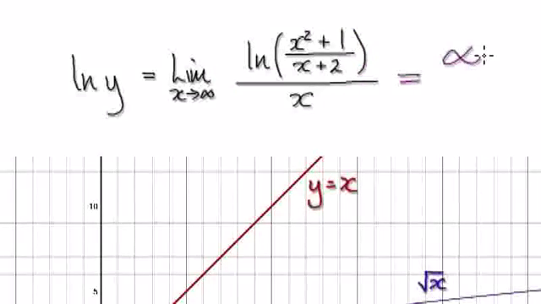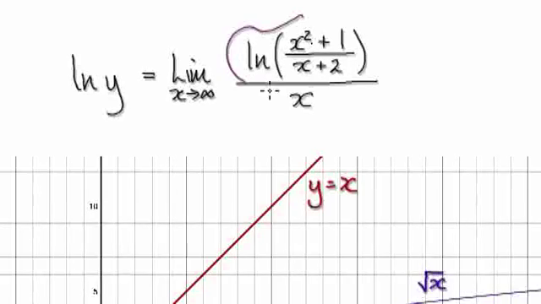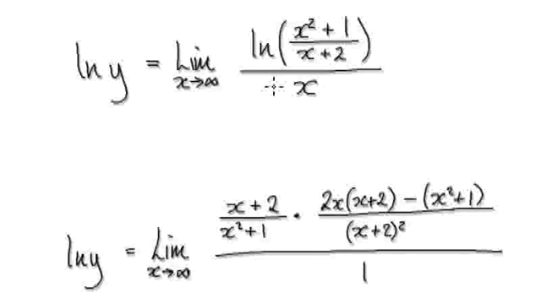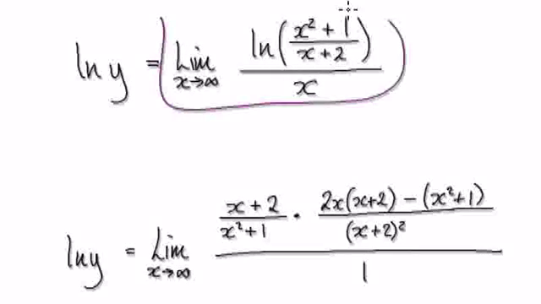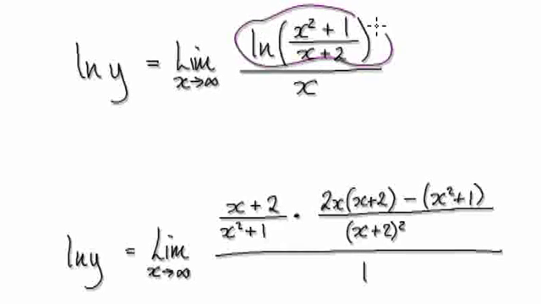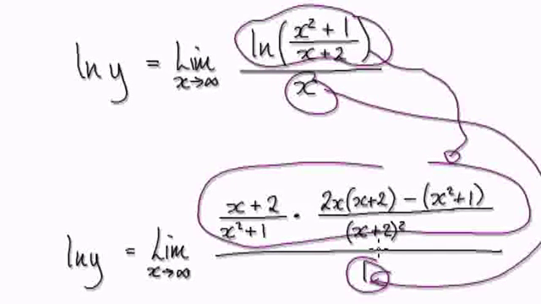We were at a stage where it's infinity over infinity. Because it's infinity over infinity, we're going to apply L'Hopital's rule. So differentiate this and then differentiate this. So because this thing here is infinity over infinity, we can apply L'Hopital's rule. So differentiate this, that will then give you this whole thing here. Differentiate this, that will then give you this one here.